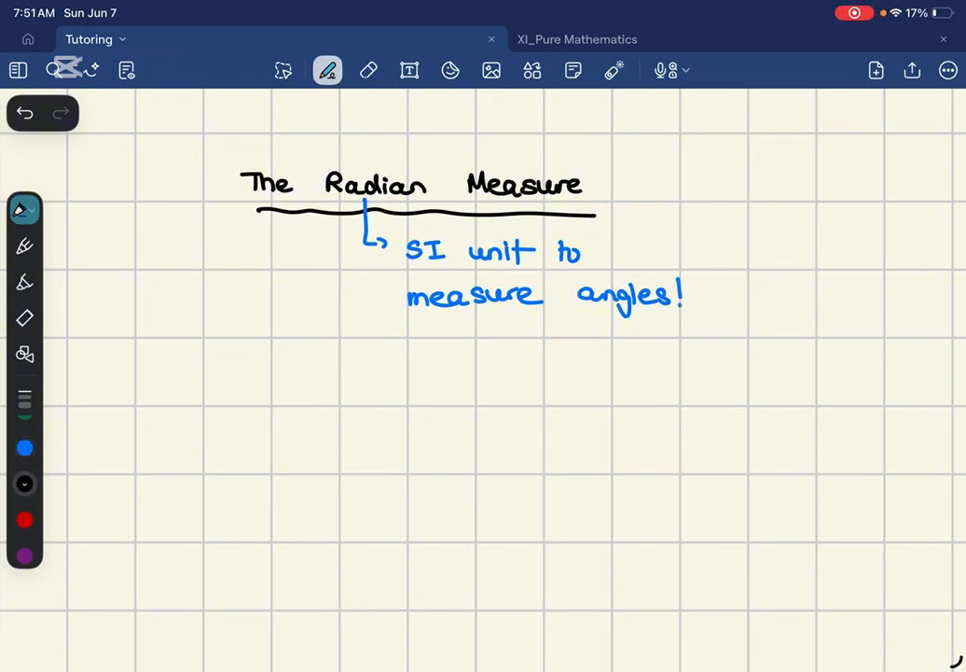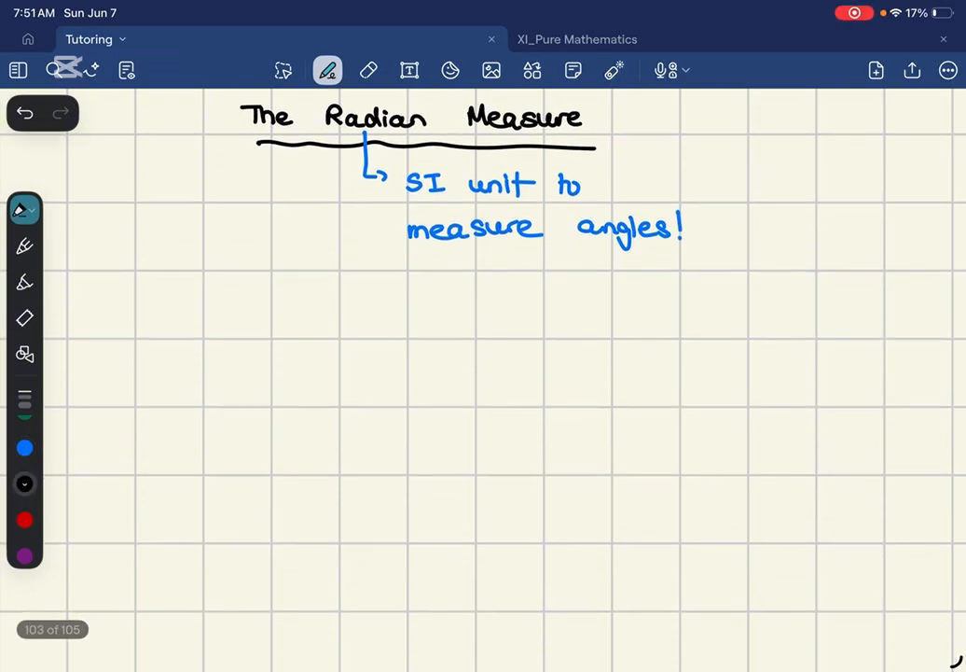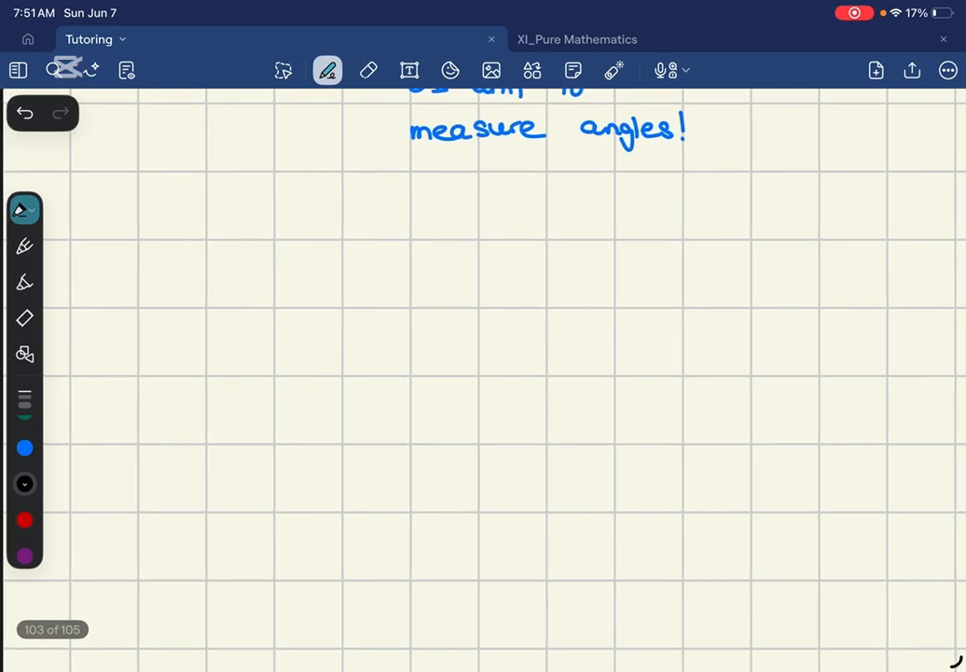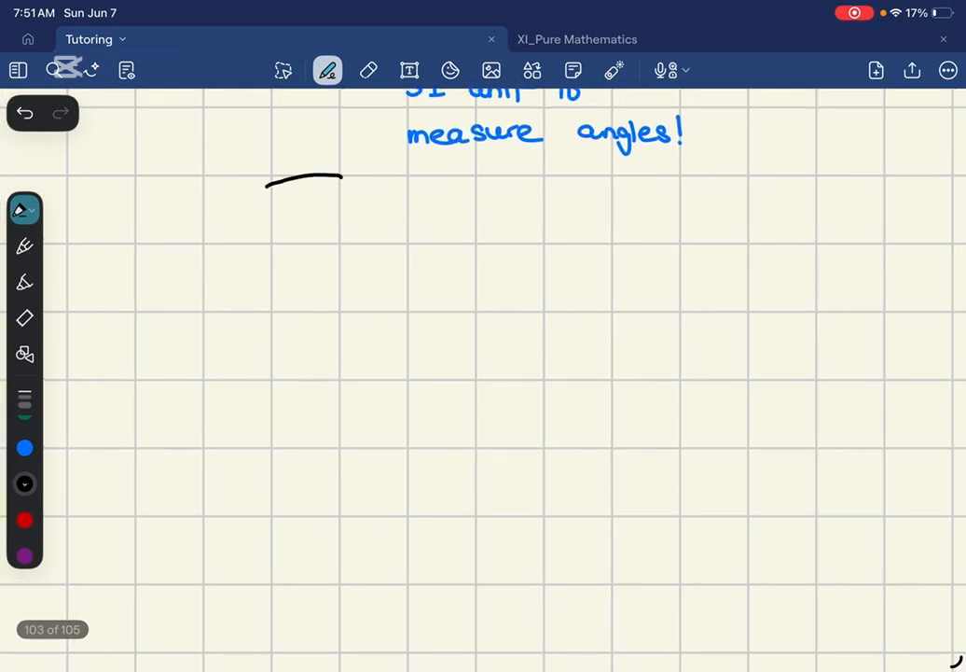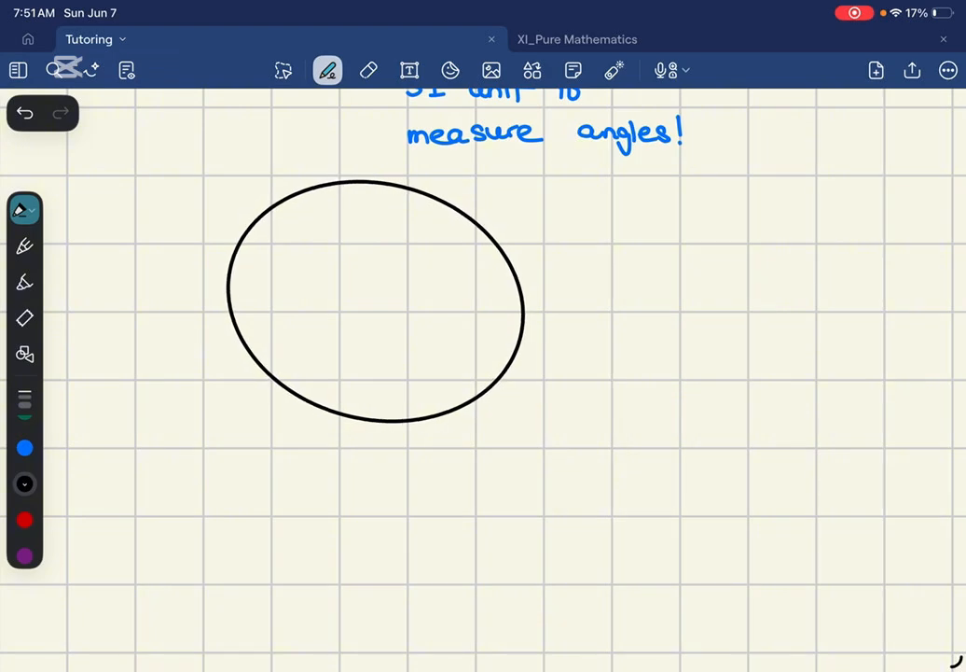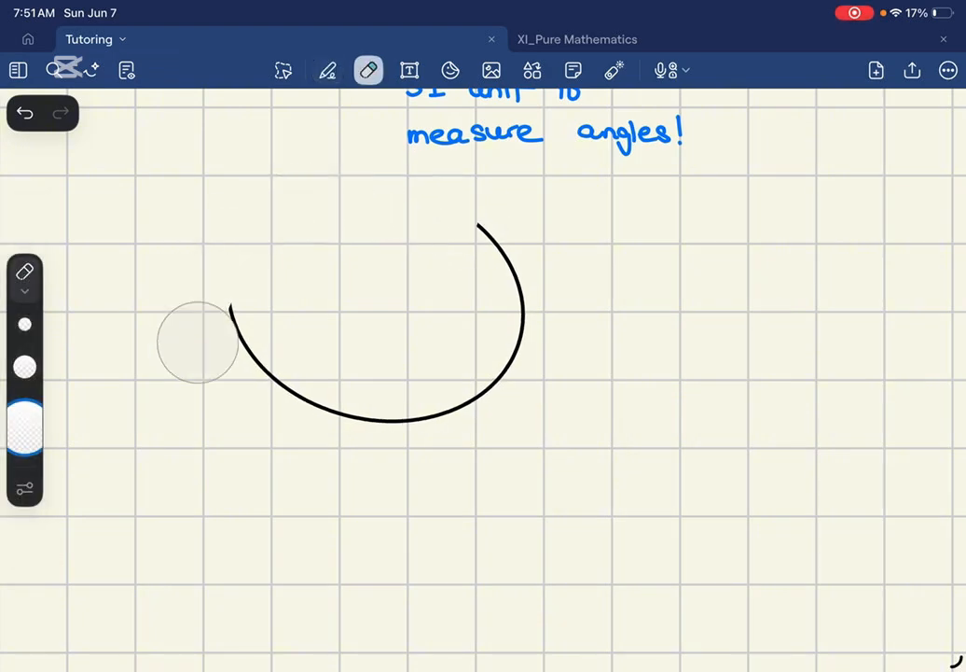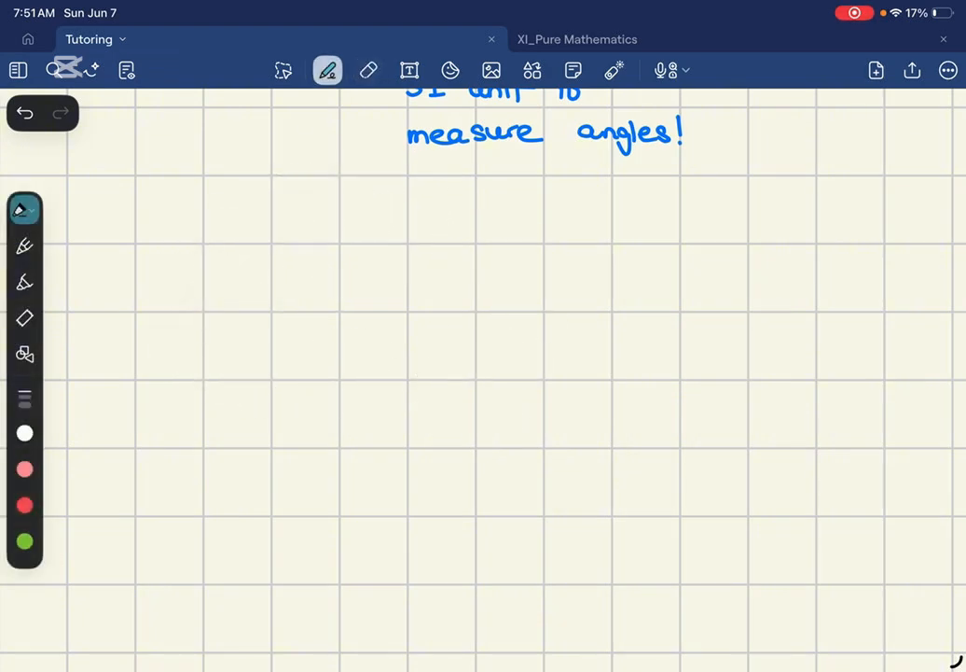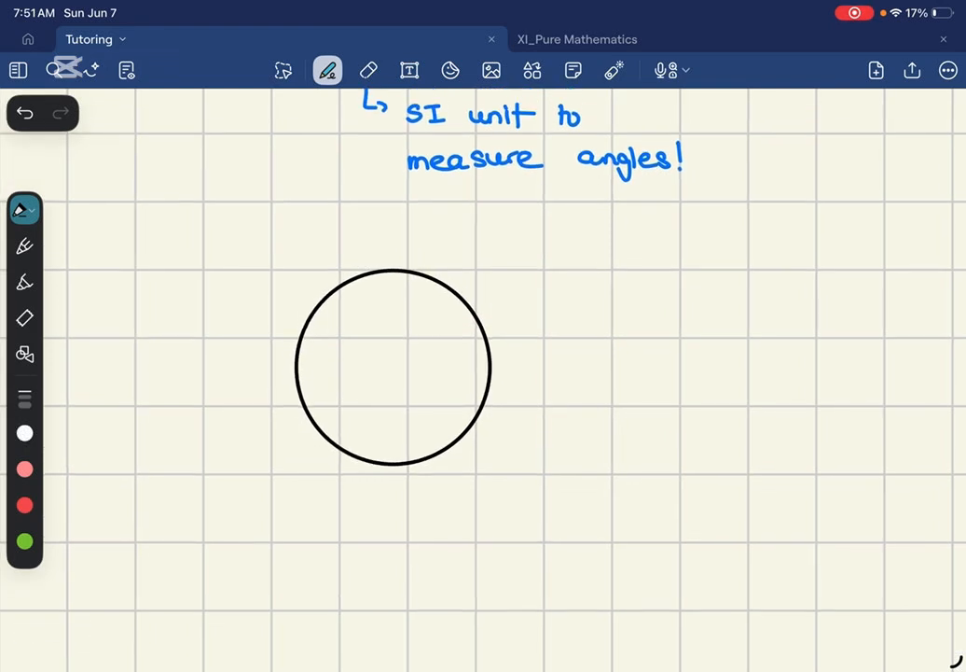All right. So now, how do we define a radian? How do we measure in radian? And to do so, we take a circle. This is a very bad circle, but I think, okay, this is an ellipsoid. I'm sorry. So let me try to draw a circle here. All right. Okay, something like this. So this is a circle.